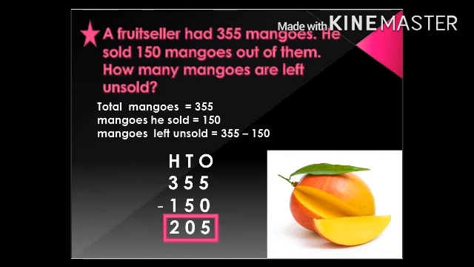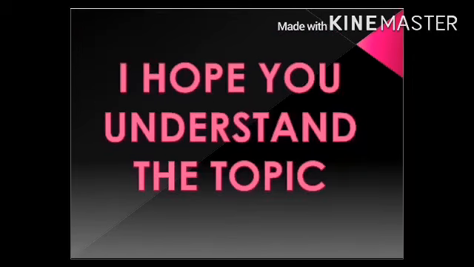So let's do it. Total mangoes is equal to 355. Mangoes he sold is equal to 150. Mangoes left unsold is equal to 355 minus 150. At ones place, 5 minus 0 is equal to 5. At tens place, 5 minus 5 is equal to 0. At hundreds place, 3 minus 1 is equal to 2. So, our answer is 205. 205 mangoes left unsold. I hope you understand the topic.